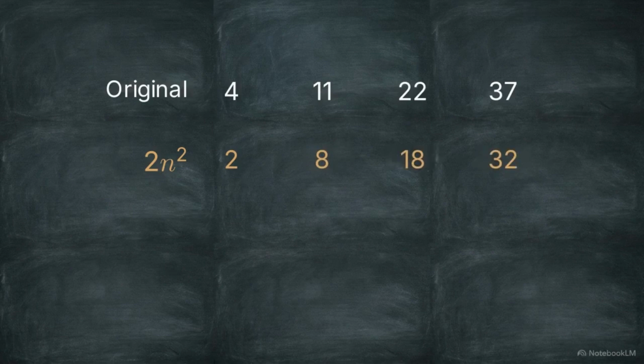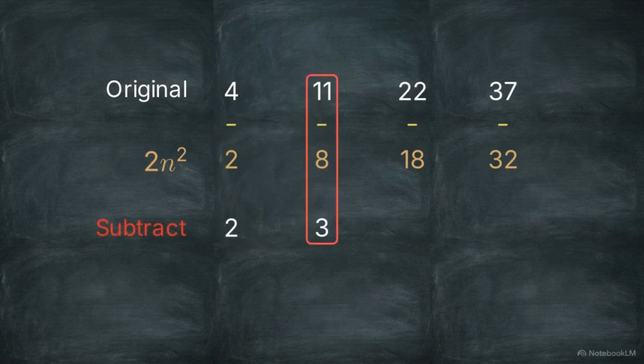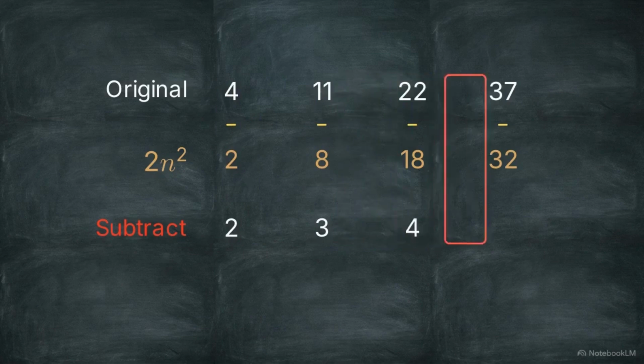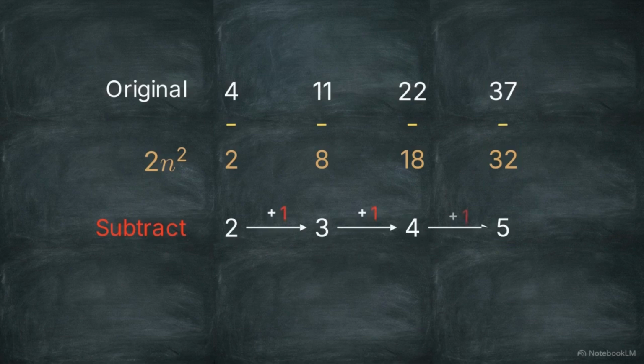Next, we subtract row 2 from row 1 vertically. Be careful with negative numbers here. 4 minus 2 is 2, 11 minus 8 is 3, 22 minus 18 is 4, and 37 minus 32 is 5. Look at our remainder sequence: 2, 3, 4, 5. This linear pattern increases by exactly 1 each step, so our variable is just n. Since it starts at 2, the formula is simply n plus 1.